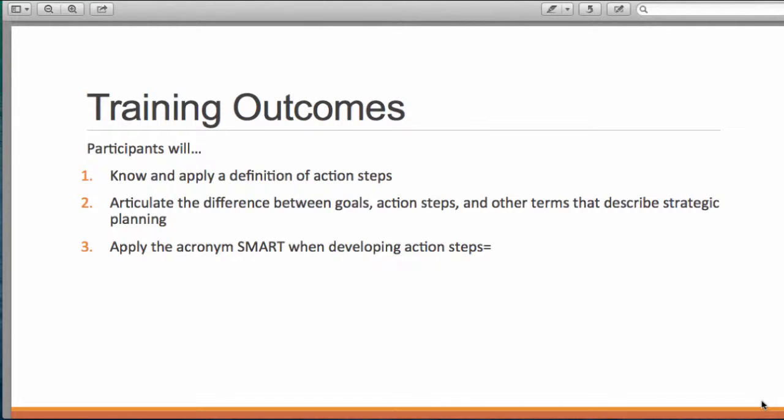Through this presentation, you should be able to apply a definition of action steps and understand the difference between the term goals and the term action steps, as well as some other strategic planning words, and then to apply the acronym SMART when you're developing your action steps.